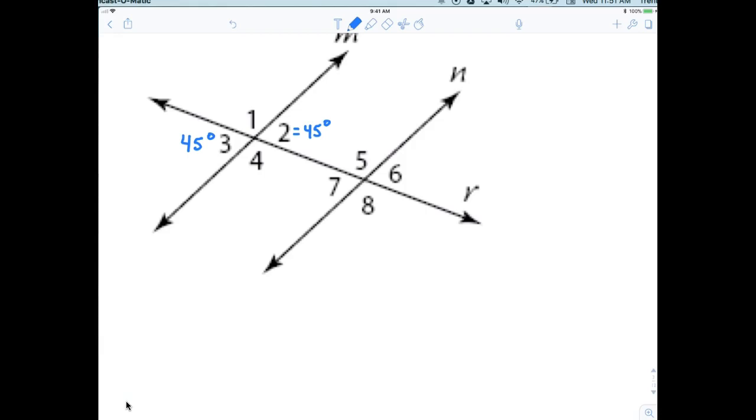Number 1 is 135. Yes, 135. Now angle 1 is 135 degrees. The reason why it's 135 degrees is because they have to add up to 180. All right? They add up to 180. Yes. Tell me. 4 is 135 also.